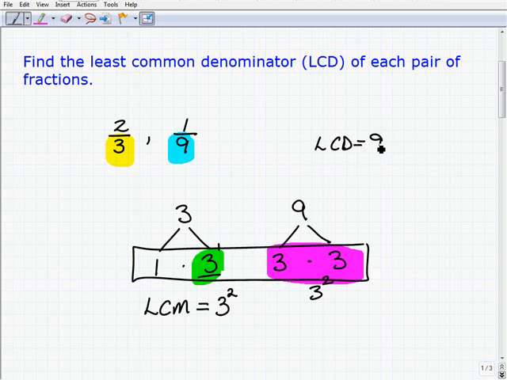Recall that the LCM or the LCD is the lowest number that both of these numbers go into. If I ask you what's the lowest number that both 3 divides into and 9 divides into, that number is 9. Okay, let's move forward.